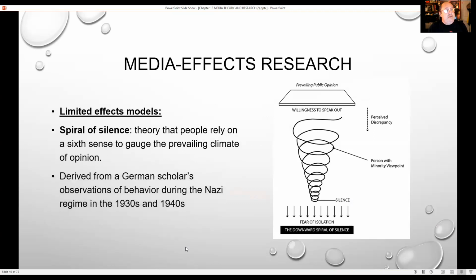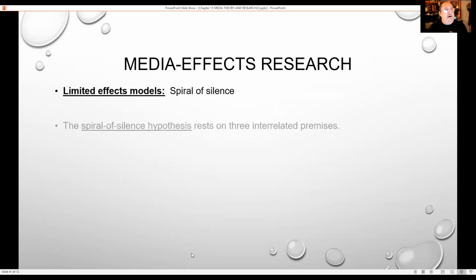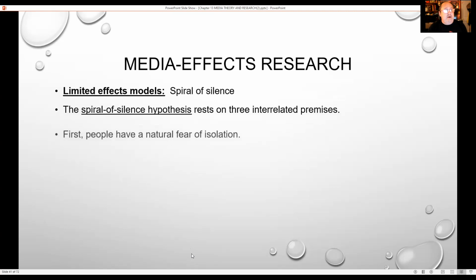I'll let you read more about this, but a lot of folks felt like it's derived from a German scholar's observation of behavior during the Nazi regime in Germany, '30s and '40s, where a lot of good people kept their mouths shut because they were afraid. They were afraid of being left out, being isolated.